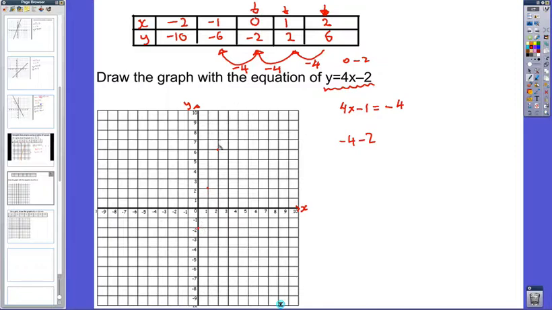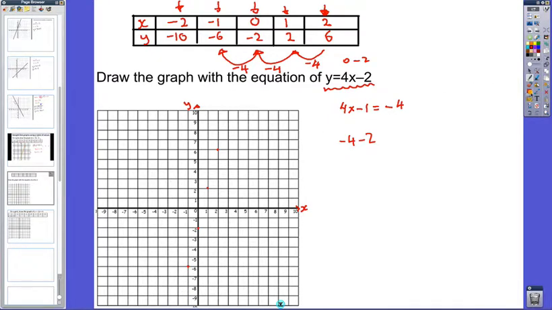Notice you can start to imagine where the straight line is going to be. It's going to go through these 3 points. Now let's just check it with the last coordinate. X is minus 1, y is minus 6. So x is minus 1, y is minus 6 is going to be here. And we don't need to do the last point because the line is going to go through those points.